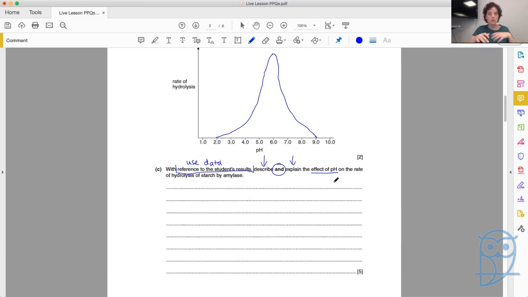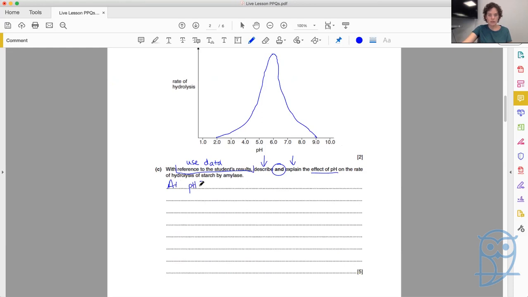What we're going to do is we're going to pick up points to describe, and then we are going to explain why that particular description says. So we have describe and explain, describe and explain, describe and explain. So let's start at the very beginning. We have no hydrolysis at 2 and at 9. So I'm going to, okay, we'll do it.